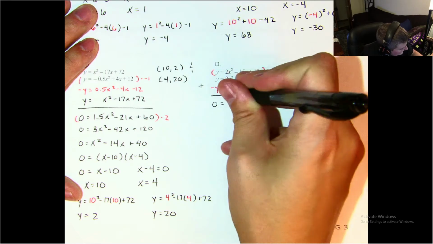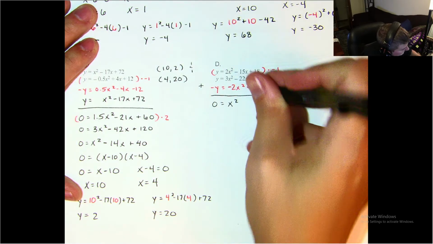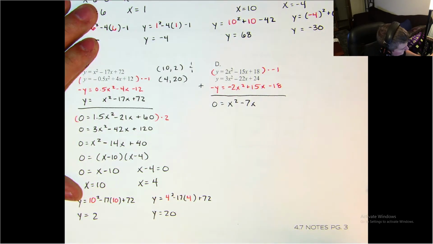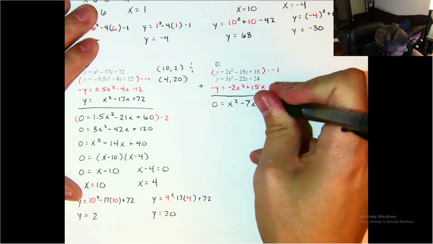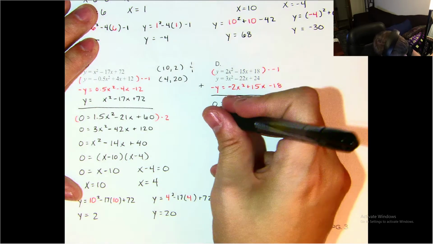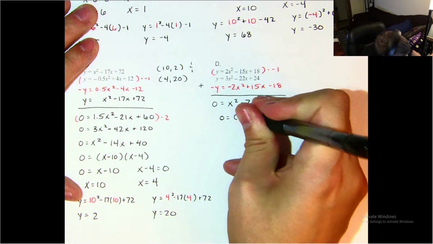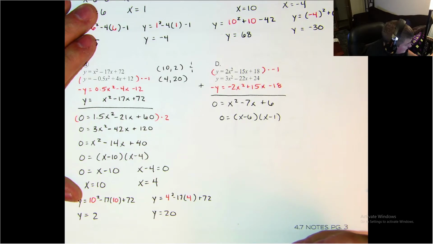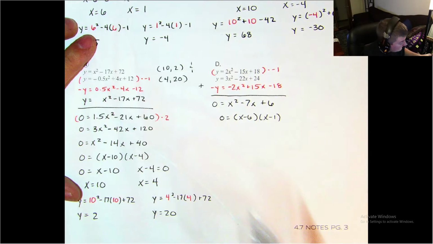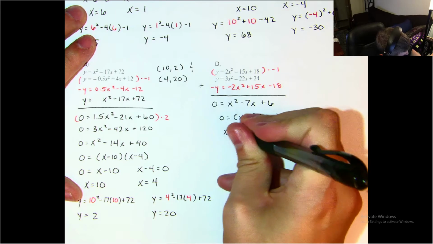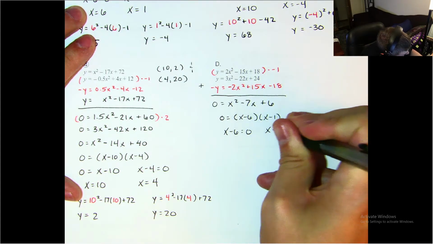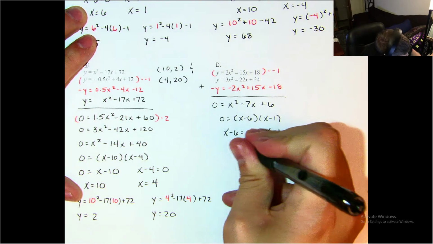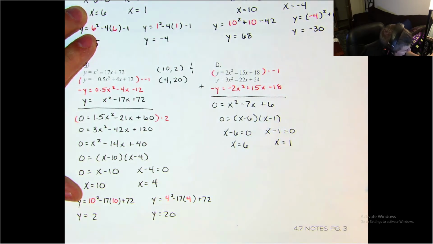3x squared plus negative 2x is just x squared. Negative 7x, and negative positive 6. Okay, and so that means 0 is equal to x minus 6 times x minus 1. We've almost had one just like this earlier, I feel like. Yes, this one up here. All right, so that means x minus 6 is 0, and x minus 1 is 0. And that means x is 6. And this means x is 1.